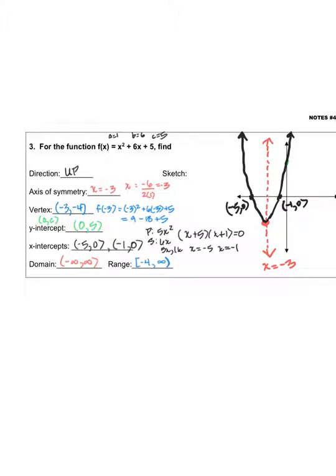Okay, and that's how we graph quadratic functions in standard form.